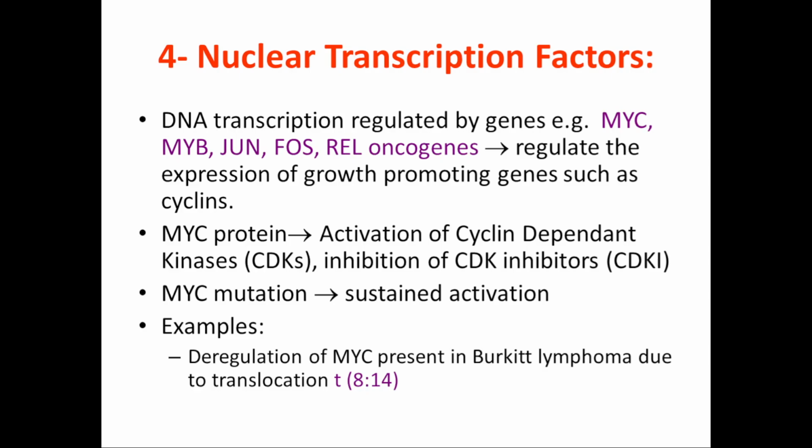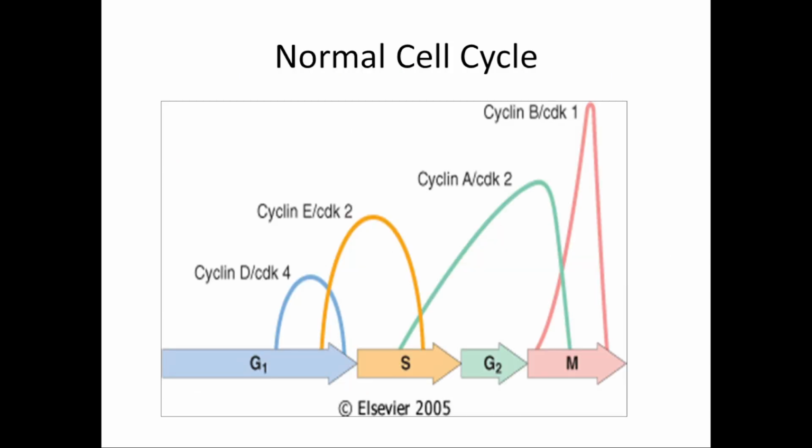Later, when you get to the hematology course, you will see that Burkitt's lymphoma is a very rapidly dividing lymphoma. The clonal rate of division is 100%. All the tumor cells undergo division. So it is a very rapidly dividing cell because of the presence of MYC abnormalities or MYC mutation.